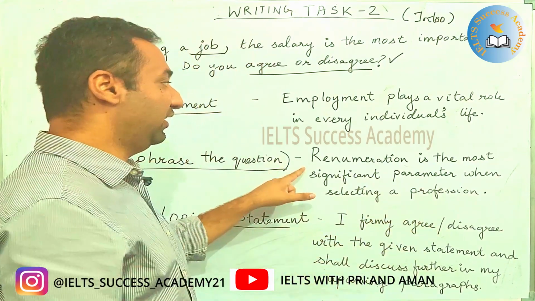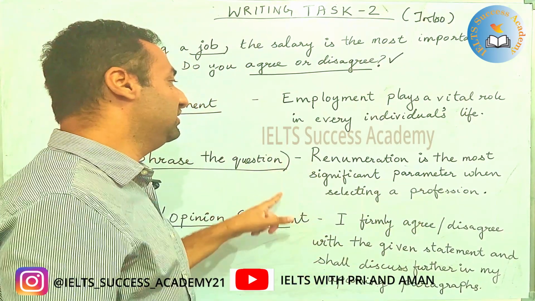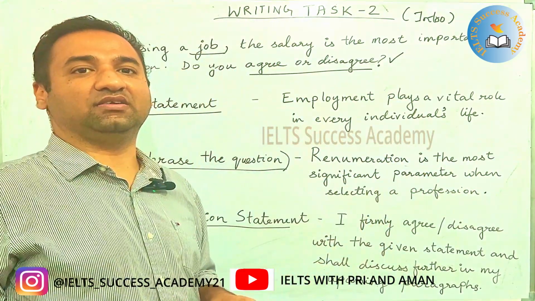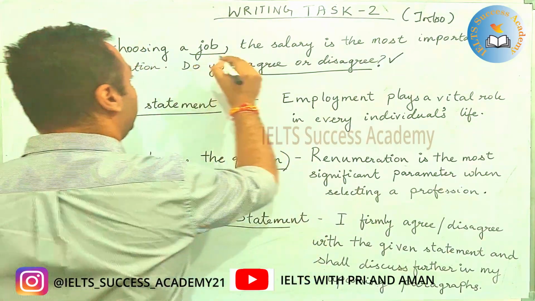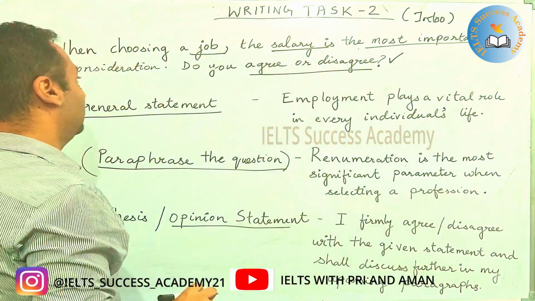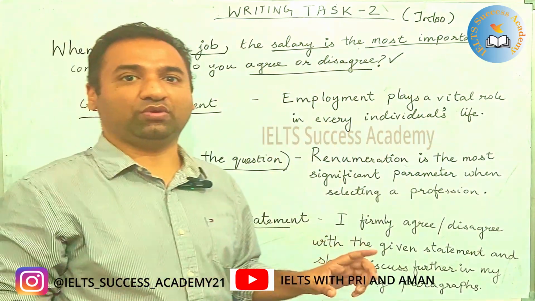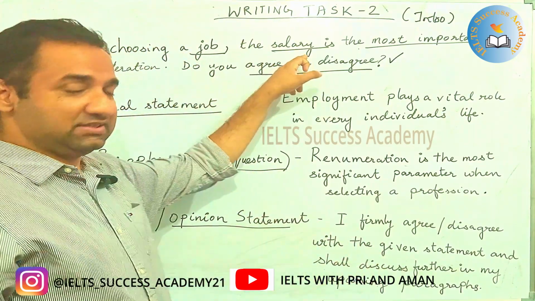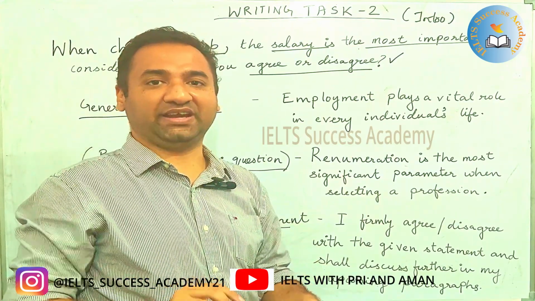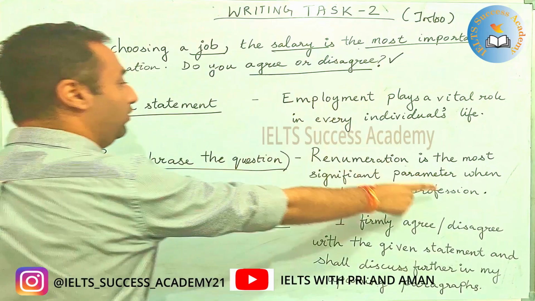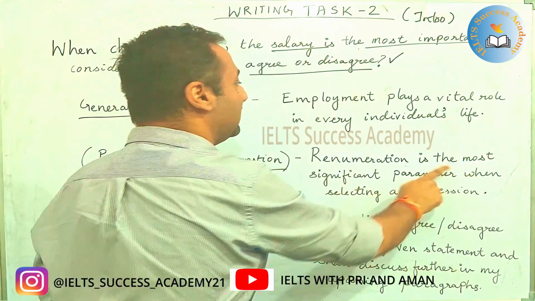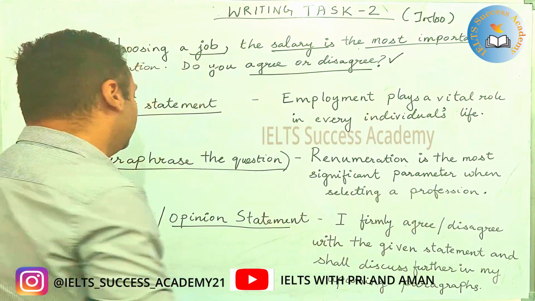Profession, job, remuneration, salary. Most important, significant parameter. You highlight the more important parts of the question, try to paraphrase them, and then join them in a cohesive statement. See: job, profession; salary, remuneration; most important, significant parameter. Okay?